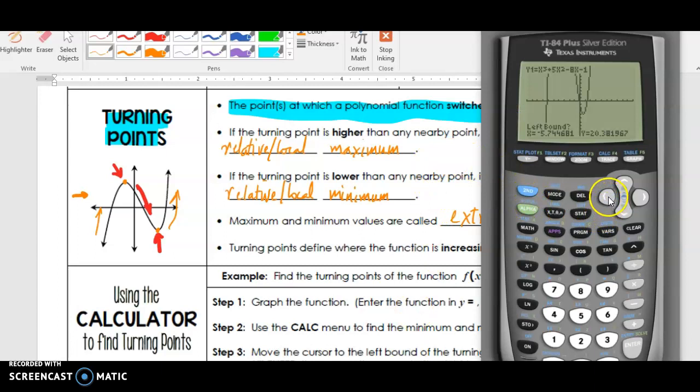Okay, so there you go. You see that? So it's right here. So we'll say, okay, this is the left side. And now we'll move it to the right side.